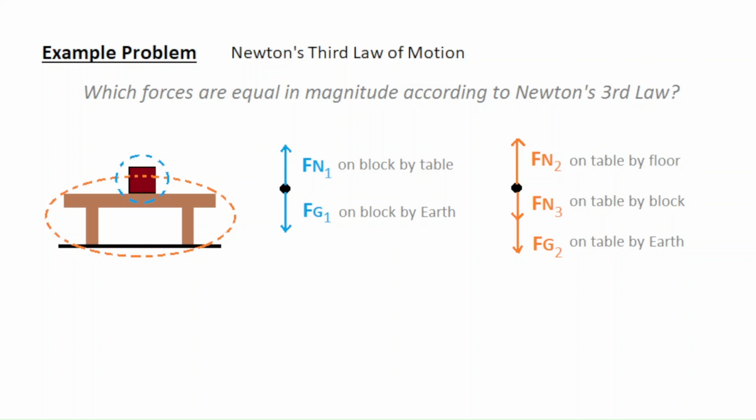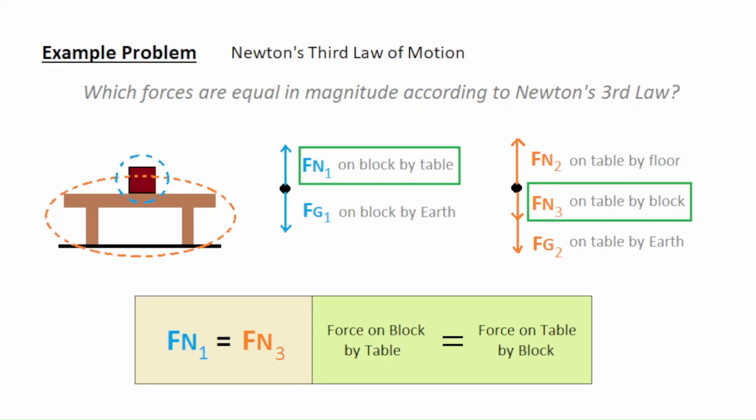In this problem, the interacting objects are the block and the table. Let's call them object A and B. We're looking for the statement on A by B versus on B by A. Fn1 is on the block by the table, so I'm looking for something that is on the table by the block. That would be Fn3. So if you flip around the on by notation, that will help give away the Newton third law pair, and I would select these 2 as equal in size, and you can already see that they are opposite in direction.